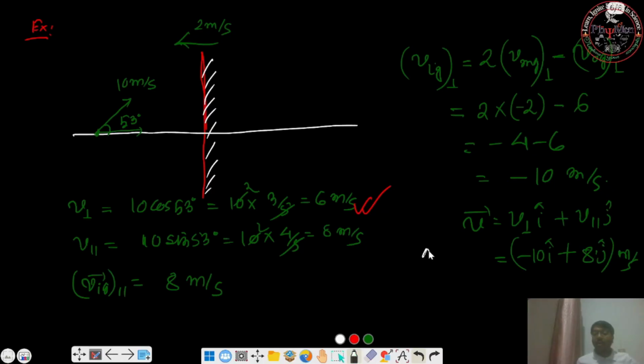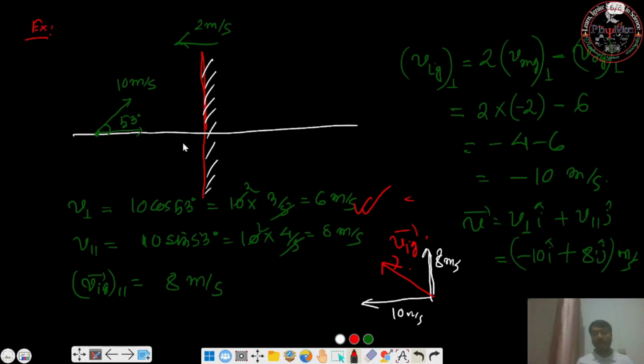So which direction will the image face? Look, the image will have a y component in this direction, 8 meter per second, and the x component will be in the negative i direction, 10 meter per second. So overall net velocity will be along this direction for the image. Okay, this is the velocity of the image with respect to ground. So this is all about the velocity of the object and image relation in the plane mirror.